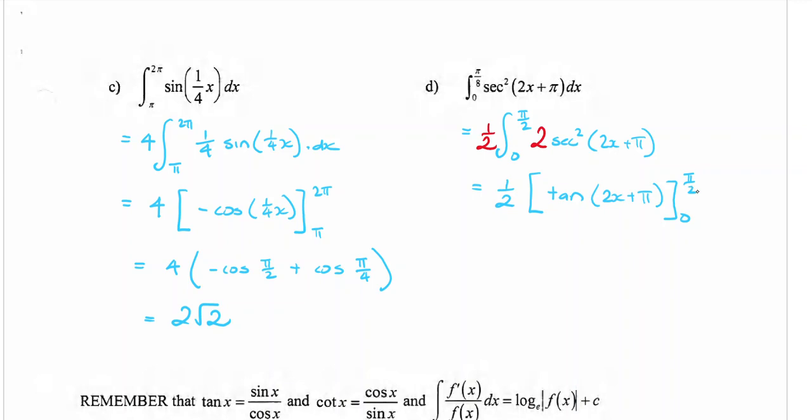Oh, pi over 8. I wrote that down wrong. Thank you. Pi over 8 there and pi over 8 there. All right, let's sub those in. We have a half bracket tan of 2 times pi over 8, which would be pi over 4, plus pi. Then minus tan of 0 plus pi, which would just be pi.